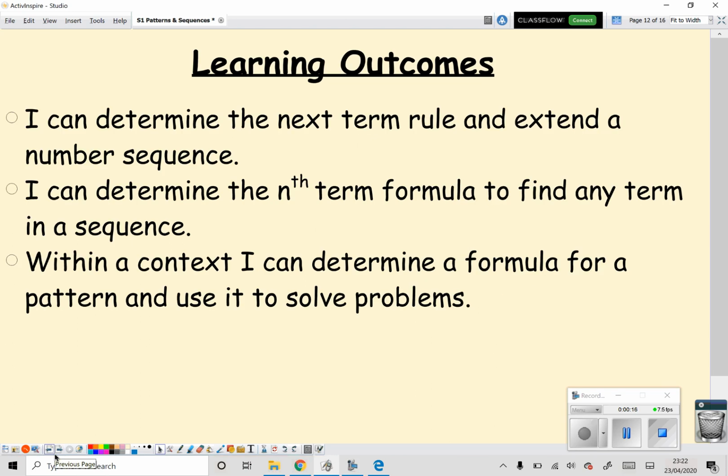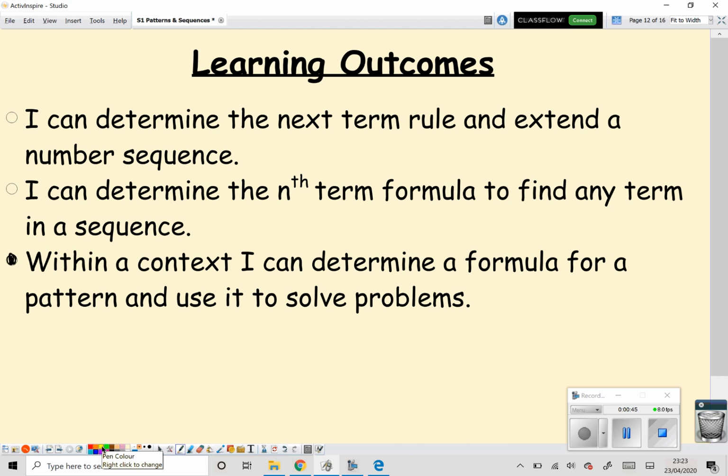So far you've looked at determining the next rule and extending a number sequence. You then took that into determining an nth term formula to find any term in the sequence, and you should have completed the worksheet that went along with that. What we're going to look at today is this last bullet point here: within a context, I can determine a formula for a pattern and use it to solve problems.